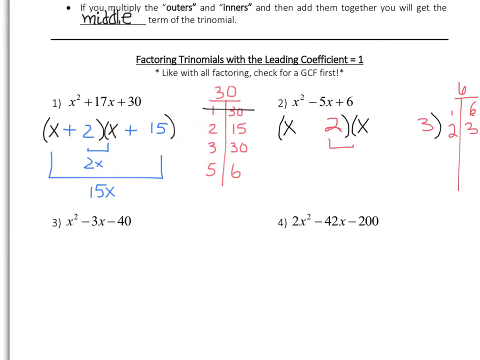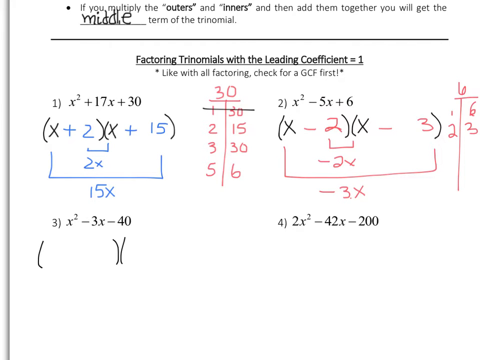So when I multiply the inners, I get 2x. When I multiply the outers, I get 3x. Now, 2x plus 3x is a positive 5x. How do I get it to be a negative? Well, I'll just put a negative here and a negative here. And let's see if it works. Does a negative 2 and a negative 3 add to a negative 5? Yes. And when I multiply the last, negative 2 times negative 3, does it multiply to 6? And the answer is yes. Okay, let's try example number 3.